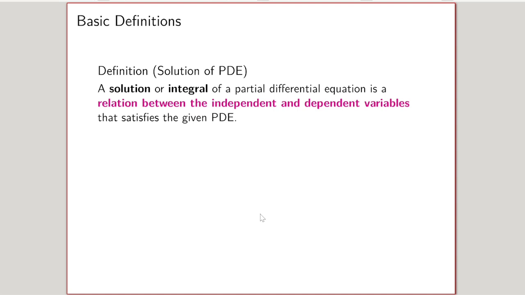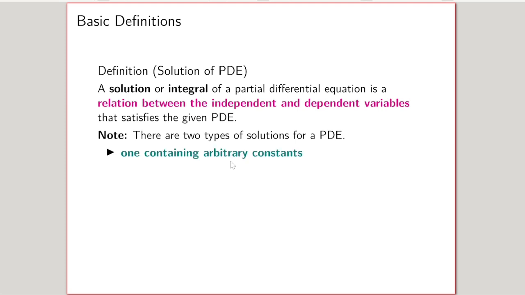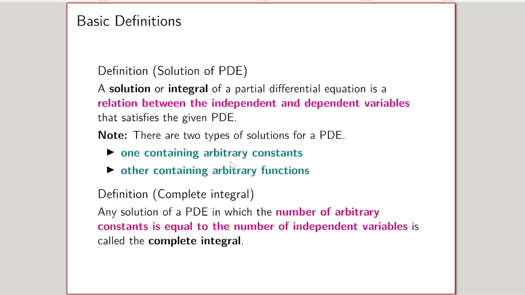First one, a solution or an integral. Solution, otherwise called the integral of a PDE, is nothing but a relation between independent and dependent variables. So a relation between independent and dependent variables which satisfies the given PDE is called a solution. And next, there are two types of solutions for a PDE. First one, a solution containing arbitrary constants, and next one, the solution containing arbitrary functions.